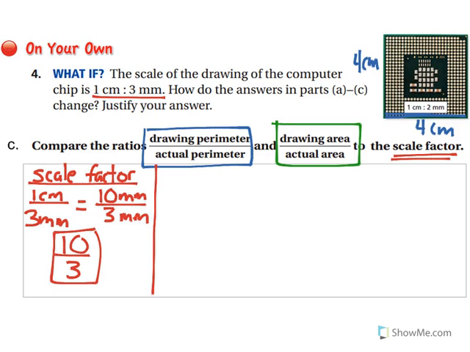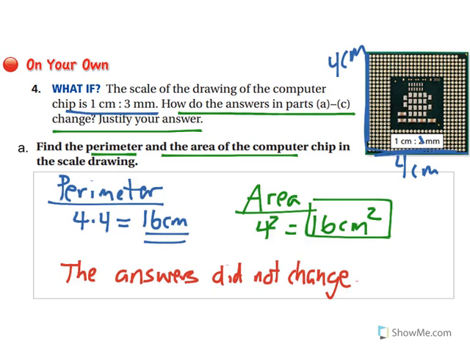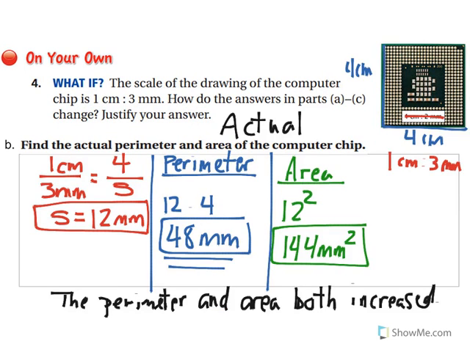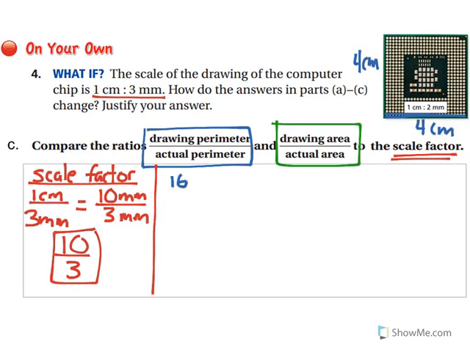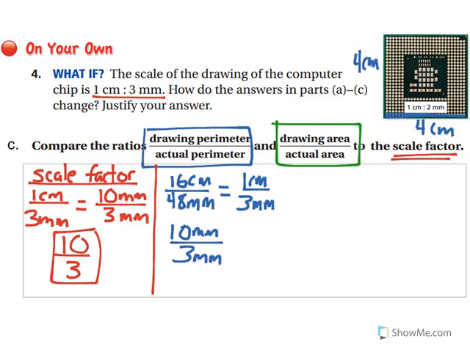Then we go to the perimeter part. If we go back to the drawing perimeter, it's 16 centimeters. The actual perimeter is 48 millimeters. So I'm going to have 16 centimeters over 48 millimeters. And then the question is, can this be simplified? And yes, it can be. 16 goes into 48 3 times, so it's going to be 1 centimeter over 3 millimeters. And now we can change these both to millimeters. So 1 centimeter is the same thing as 10 millimeters over 3 millimeters. So we end up having 10 over 3. As you can see, with the perimeters, it's the same thing as the scale factor, right?